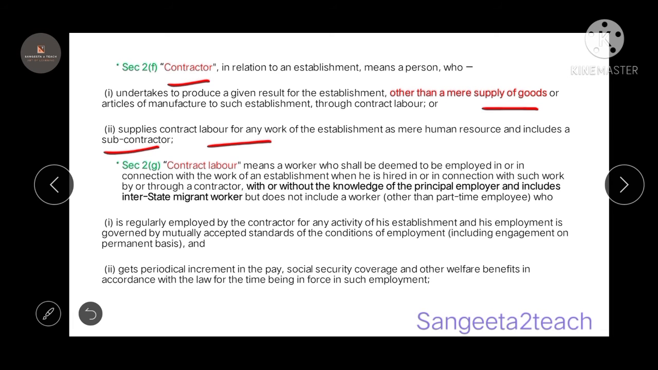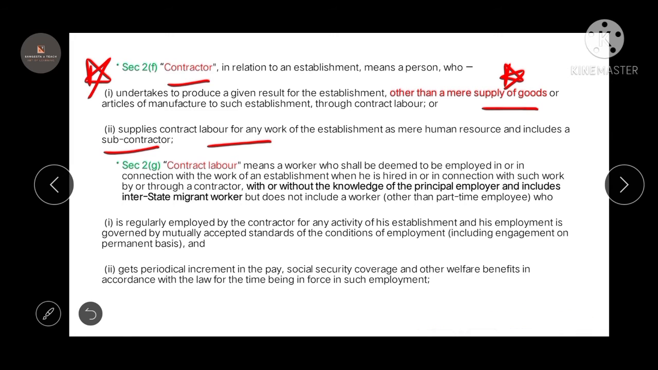There was a definition asked, which of the following does not include any contractor? So contractor includes a person who is a subcontractor and he supplies the contract labor for the work, and he does not, this is the main important point, get involved in supplying of goods and services. He is going to supply only the labor and not the goods and articles. Okay, you have to remember this, it can be asked. And section 2 of G defines the contract labor.